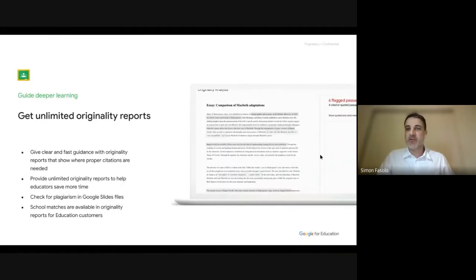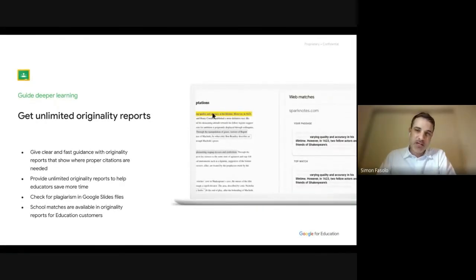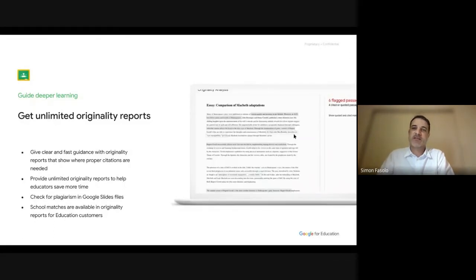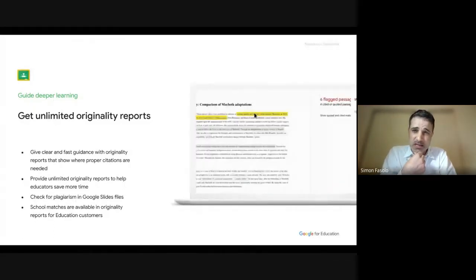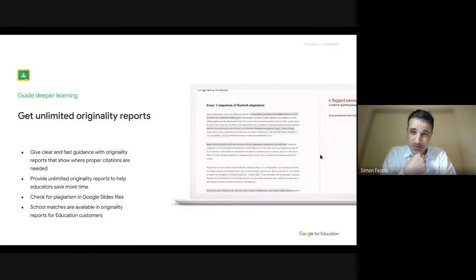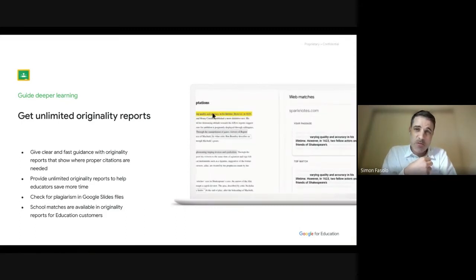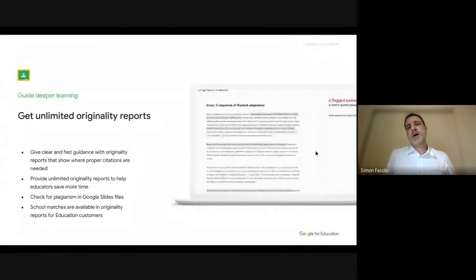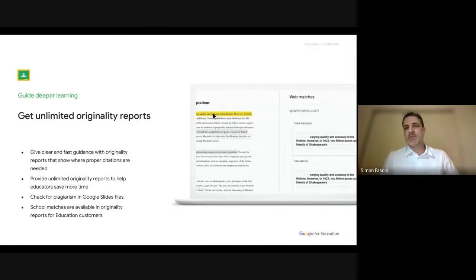So on originality reports, we have a couple of extra updates as well. If you missed this, originality reports is launching across 15 languages. It now checks across Google Slides as well, and it also checks peer-to-peer plagiarism within your domain, which makes it a much more comprehensive offering, I would say, when it comes to anti-plagiarism.